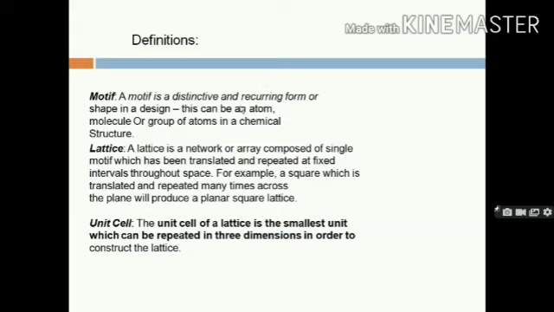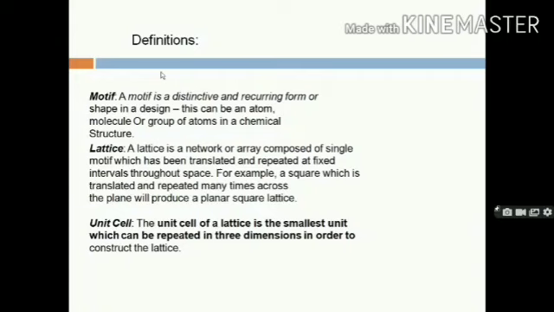So moving on, to study crystallography, we must have some basic ideas about these definitions. So remember, these are just definitions. You don't have to worry about it. You just have to understand the concept, and these definitions will come automatically. So motif. A motif is a distinctive and recurring form or shape in a design that can be an atom, molecule, or group of atoms in a chemical structure. In a design, a design is made up of certain elements which are repeated after certain intervals. So this element is called a motif.